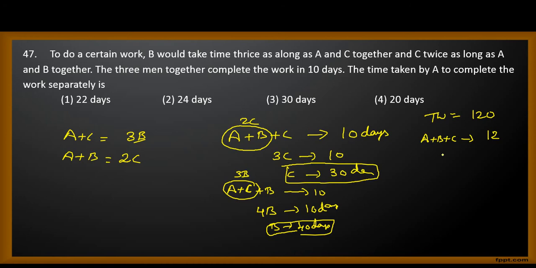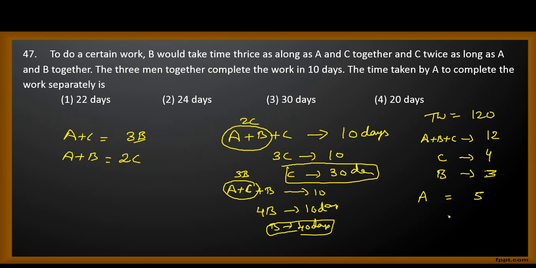Now the other one, how many units will C do per day? Because C is taking 30 days to complete 120 units, per day C will do 4 units. Similarly, how many units will B do per day? B is taking 40 days to do 120 units, so per day B will do 3 units. Now look at the case. C is doing 4 units and B is doing 3 units. But all 3 together are doing 12 units. So how many units will A do? 5 units. 5 plus 3, 8, 8 plus 4, 12, which is satisfying.